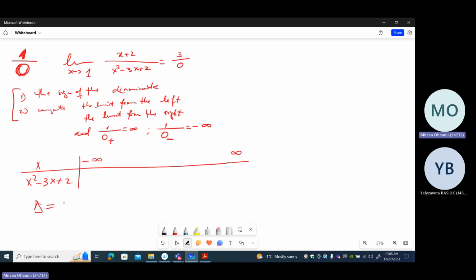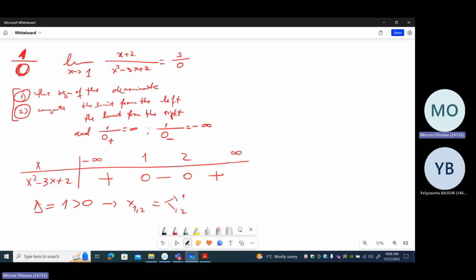We compute delta, which is 1, which is positive. Then we compute the two real solutions, which are 1 and 2. And the rule says that here we have plus, here minus, here plus. So here, I repeat, we applied the sign of the quadratic function. We have the theory, I repeat, in our first class of Rose. Okay, and now we did the first step.